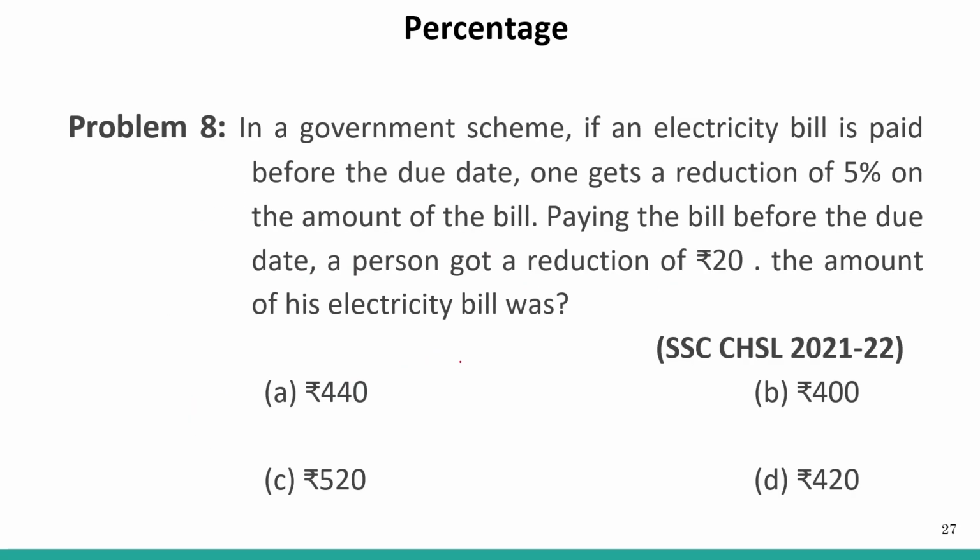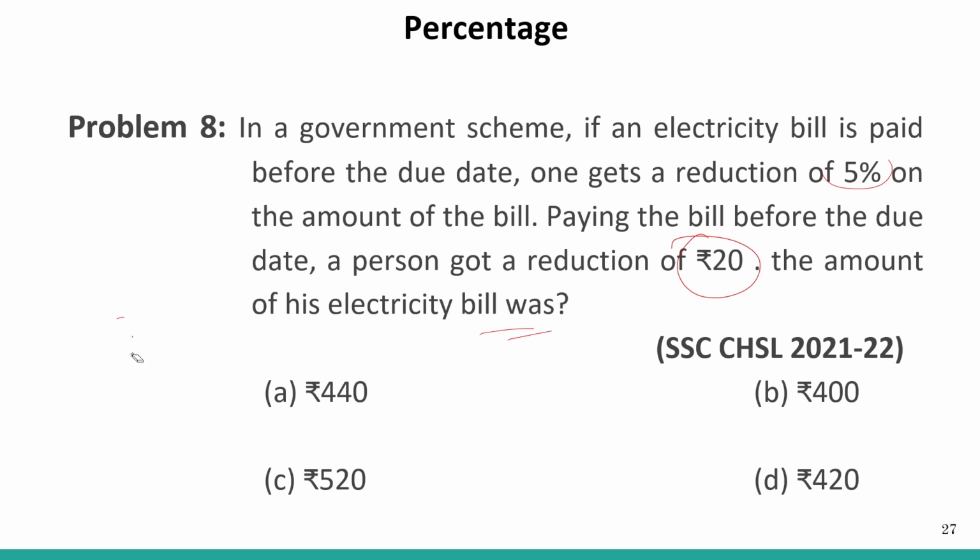So in a government scheme, if an electricity bill is paid before the due date, one gets a reduction of 5% on the amount of the bill. So paying the bill before the due date, a person got a reduction of 20. So the amount of his electricity bill was. So government scheme told him that if he pays the electricity bill before due date, one gets a reduction of 5%. So he gets a discount of 5% on the amount of the bill. So paying the bill before the due date, a person got a reduction of 20 rupees.